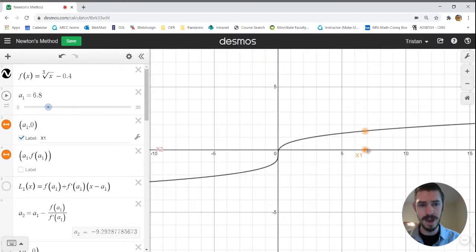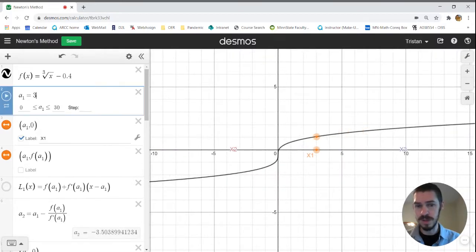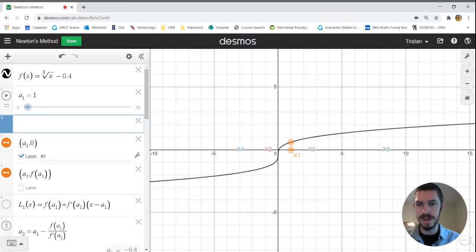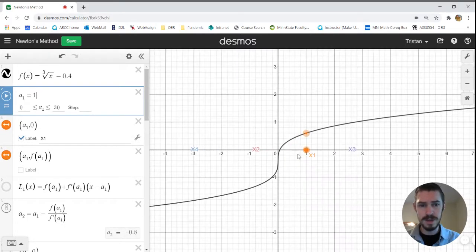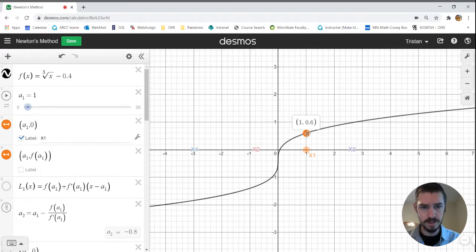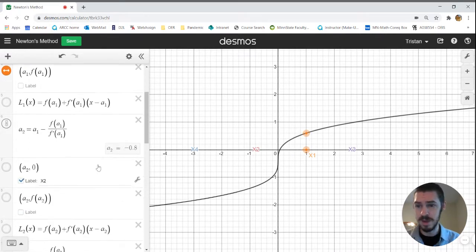So let's take our x. I'll just do it over here. Our initial guess, x1, and make that equal to 1. There we go. Now, let's see what we did. So x1 is 1. Here's the point on the graph corresponding to that x value. And then there is the first tangent line. And that first tangent line has an x-intercept right over here at x2. So there's our x2. So x1, x2.